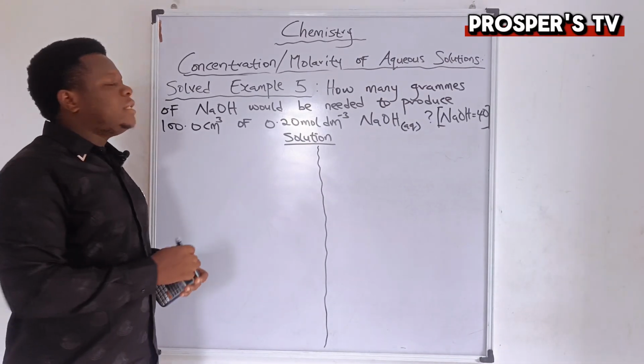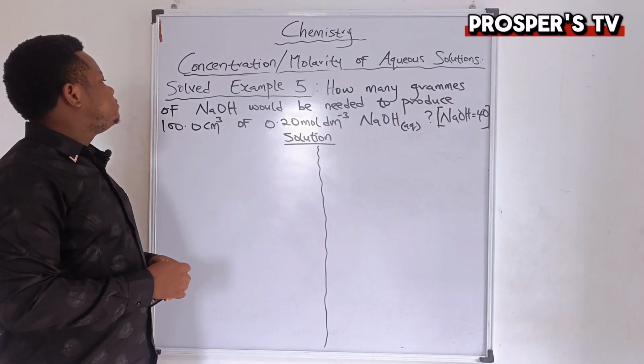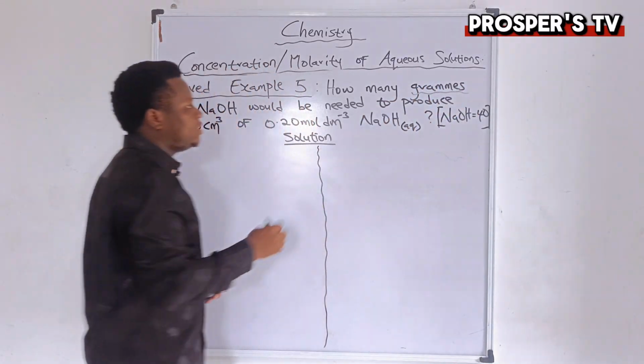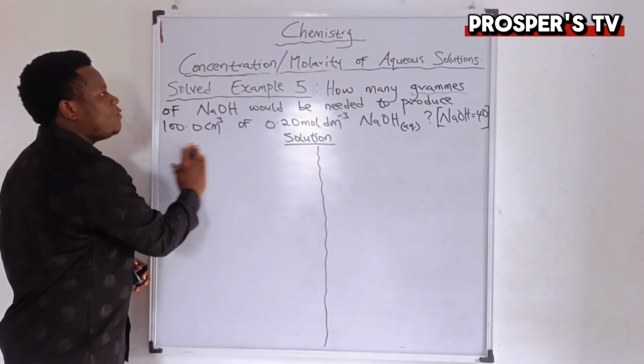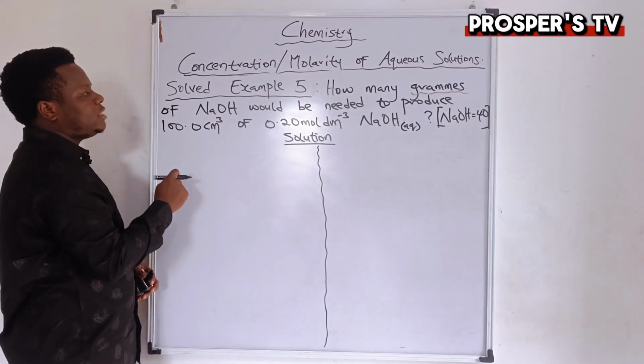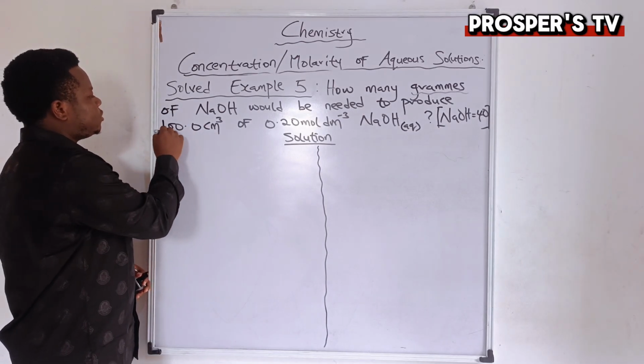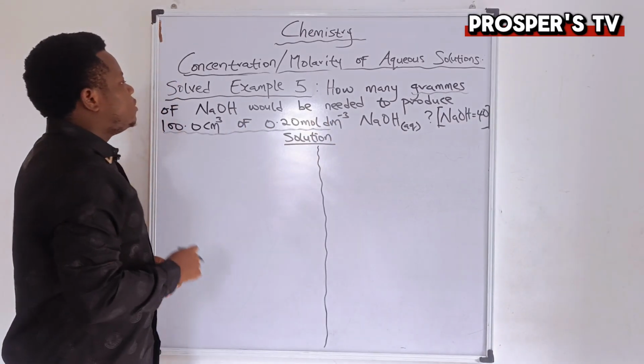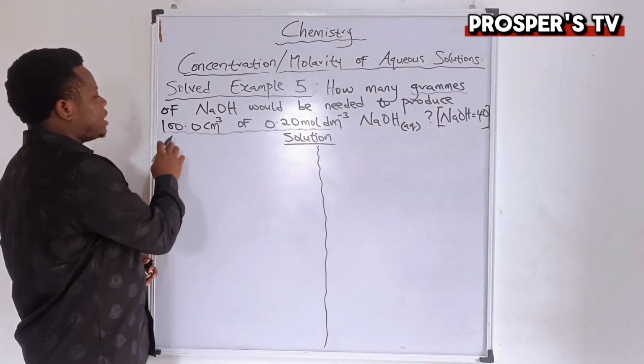All right, now let's look at this fifth example together quickly. How many grams? So we're looking for mass. Take note, just know how to pick out your parameters. How many grams of sodium hydroxide would be needed to produce 100 centimeter cube of this? So bring out your parameters.